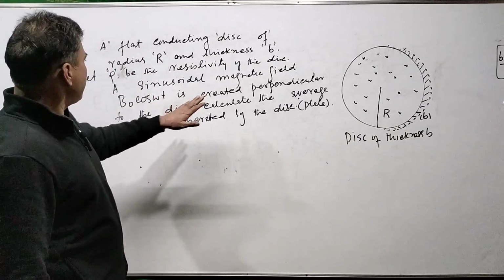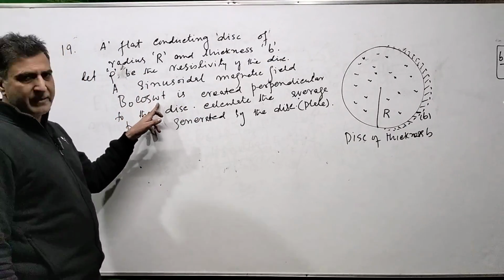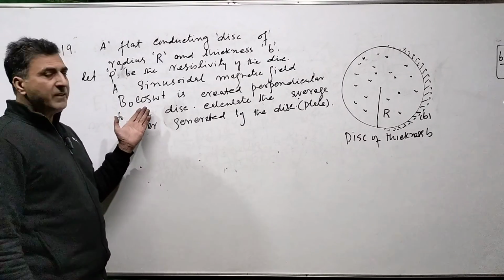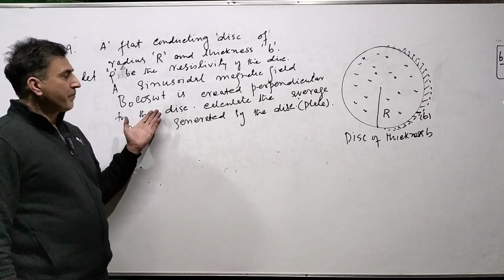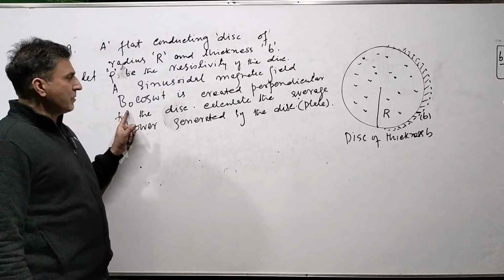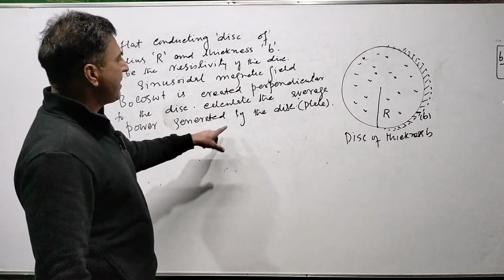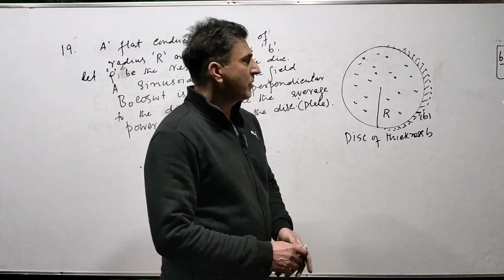A sinusoidal magnetic field B0 cos omega t. It's a sinusoidal magnetic field. This magnetic field changes sinusoidally with time, with maximum magnetic field B0, and is created perpendicular to the disk. Calculate the average power generated by the disk. The question is like this.